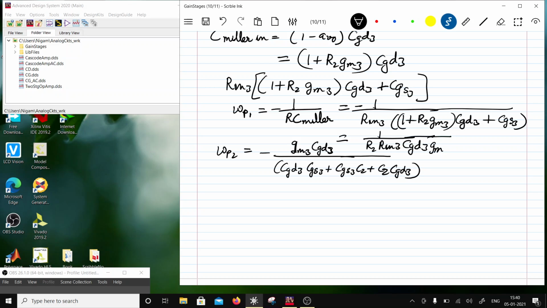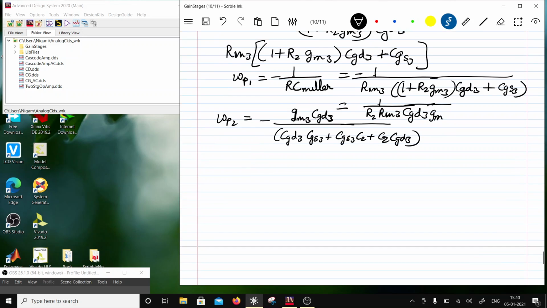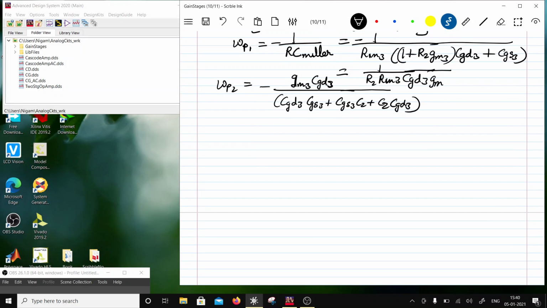Okay, so this will be omega P2. So omega P1 is the dominant pole because of the input node, and this is dominant because of the Miller capacitor referred to the input side. What about the Miller capacitor referred to the output side? Okay, it would have an RC time constant also, but it will be too small, so we neglected it.